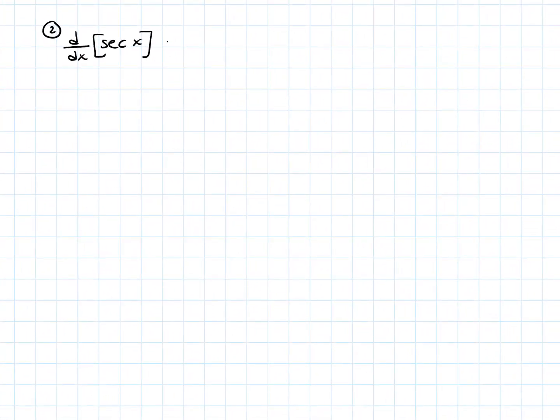So I could simply start by saying this is the derivative of 1 over the cosine of x. And again, this is a quotient, so I can use the quotient rule to take this derivative.